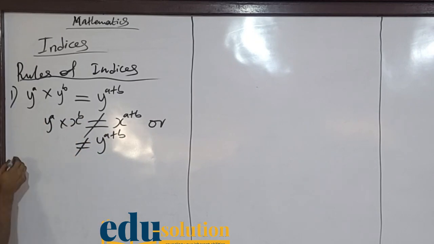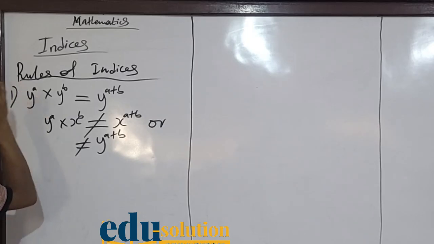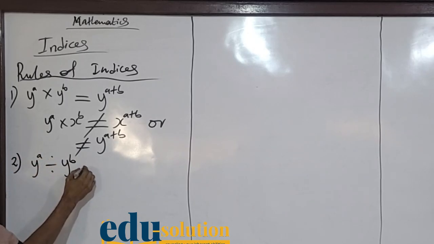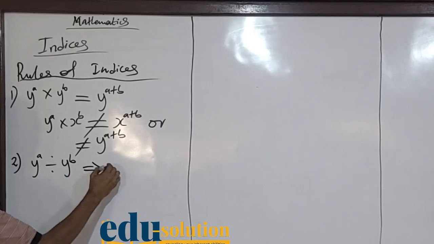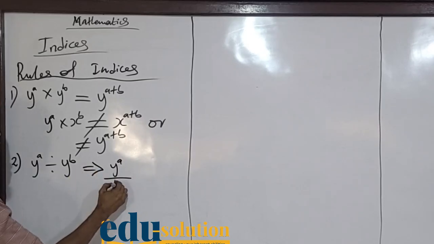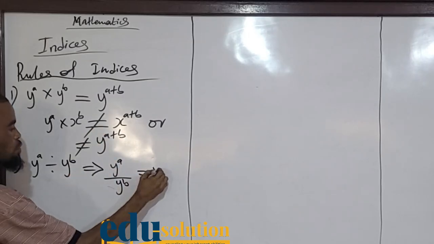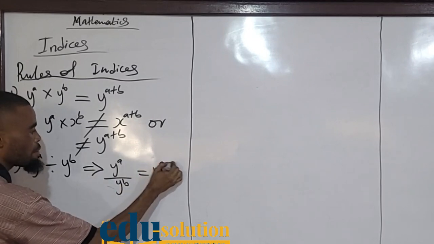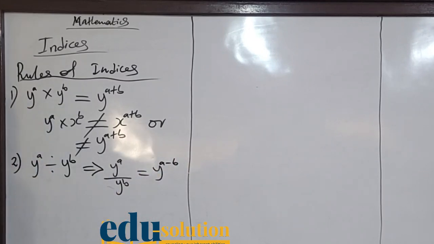So that's number one. Number two, I'm using y throughout, so it can be other variables. We have y raised to the power of a divided by y raised to the power of b. You write it in this form, or you can also find it in this form, y raised to the power of a over y raised to the power of b. This is equal to, since they are of the same variable, we pick one, and then we have the power of the numerator minus the power of the denominator.